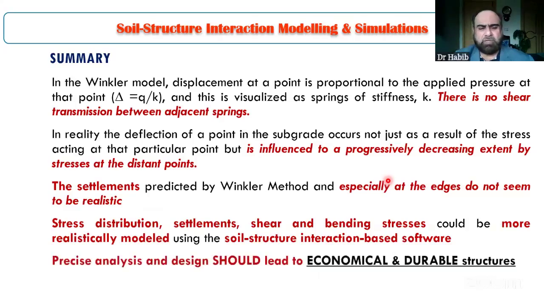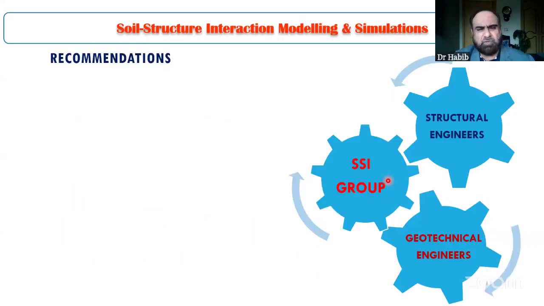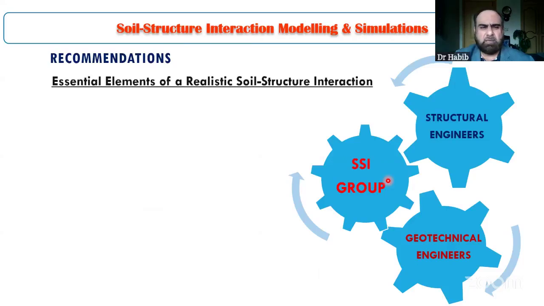And the final conclusion is that precise analysis and design should lead to the most economical and durable structures. This is what I have logically explained for all these examples. Finally, recommendations on how to move ahead, or how to adopt this if there is still a problem. I mean, there are three essential elements of a realistic soil structure interaction system.